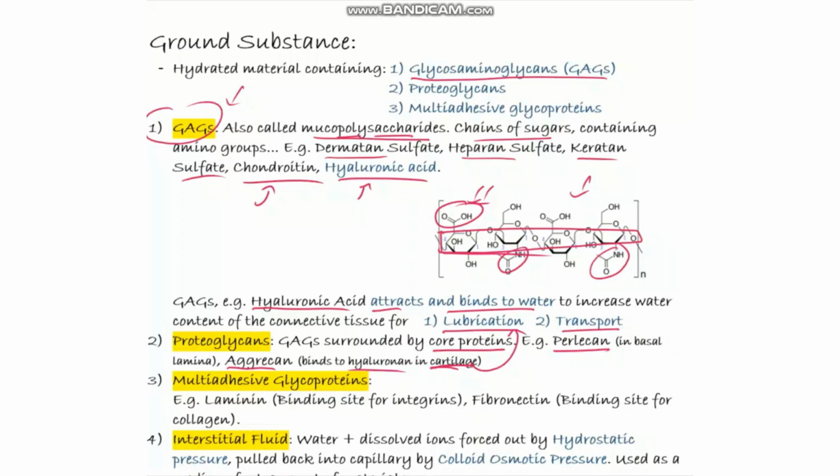Another component of the ground substance would be multi-adhesive glycoproteins, adhesive again, junctioning sort of glycoproteins that allow binding of two structures together. For example, laminin that we've studied before is a binding site for integrins, and another important multi-adhesive glycoprotein would be fibronectin. This is a binding site for collagen. So fibronectin would be a protein present in the connective tissue that binds to a cell, let's say using the integrin of the cell, and then on the other side it would bind to collagen and allow the cells to bind to the collagen.